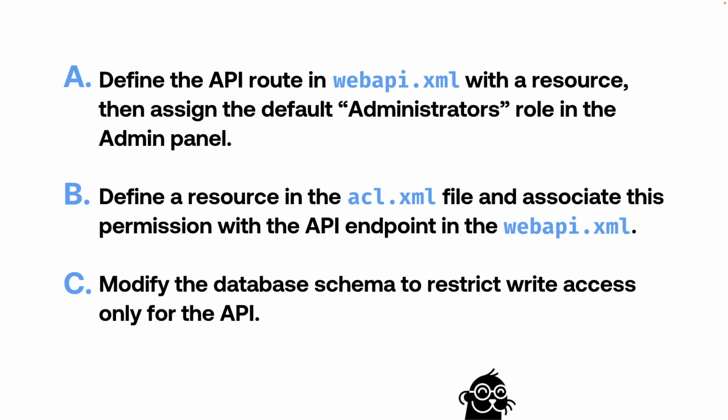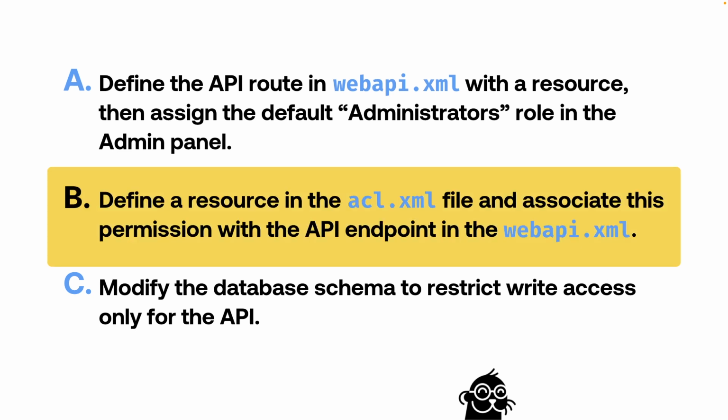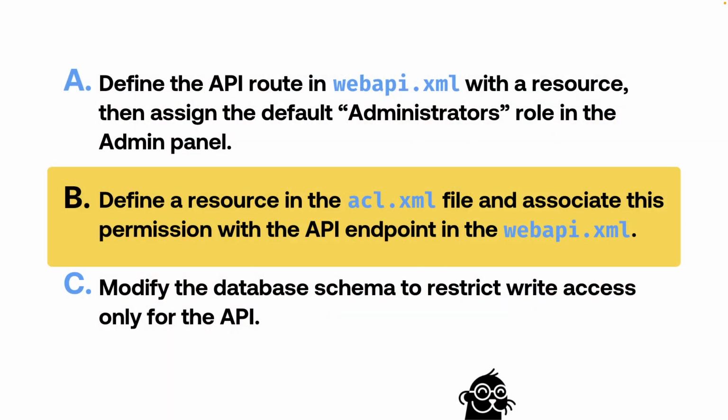I'm thinking, and I think you're probably following along here as well, that B is the correct answer. So we want to define a resource in the acl.xml file, and then we're going to use the webapi.xml file to associate this. I think that's a pretty reasonable answer, but just to make sure, let's look at the last one and see how that works. Modify the database schema to restrict write access only for the API.